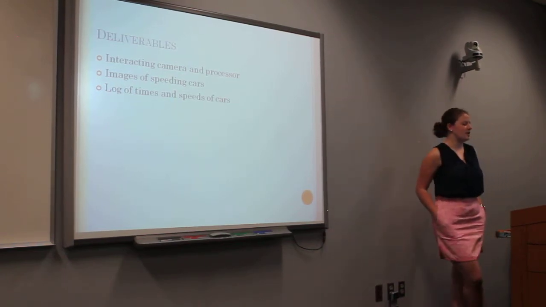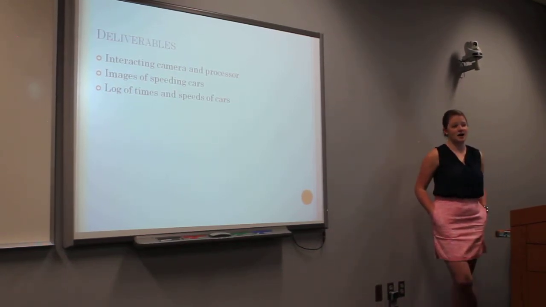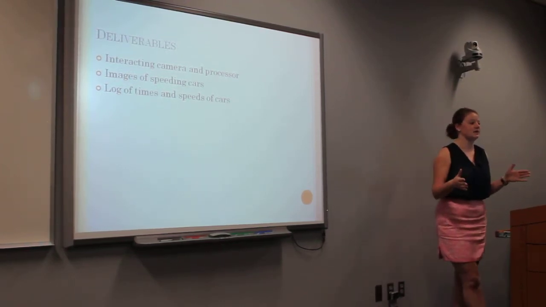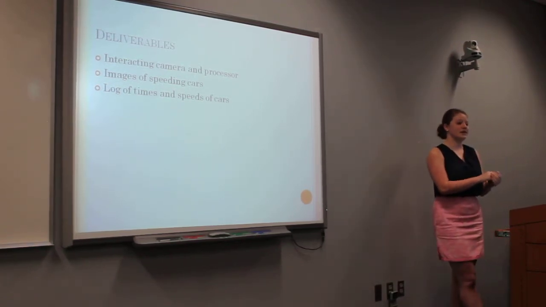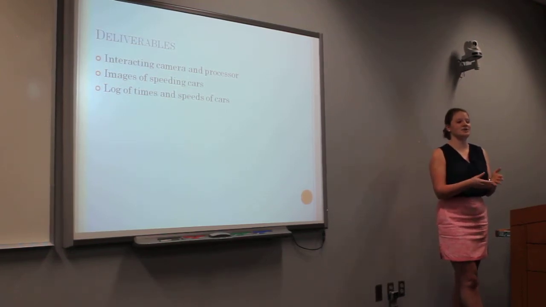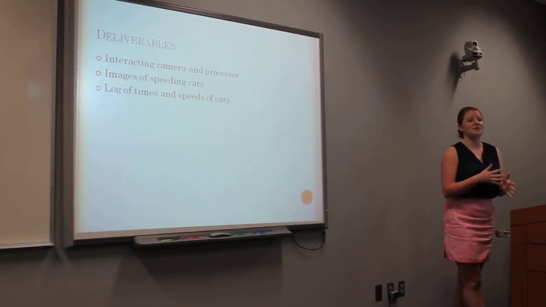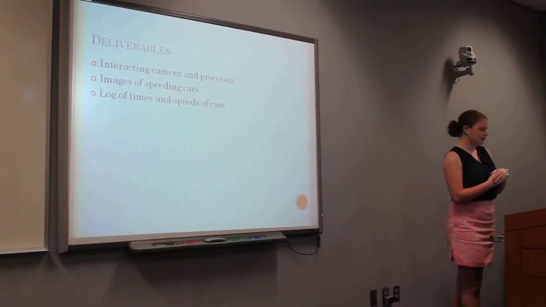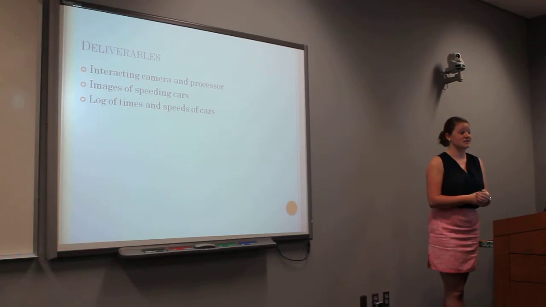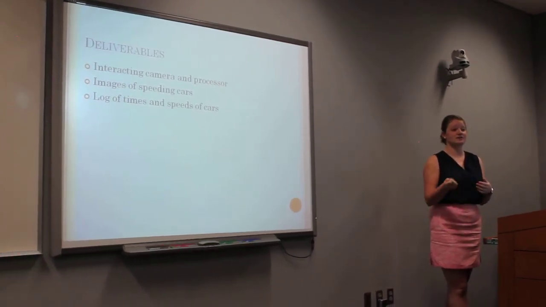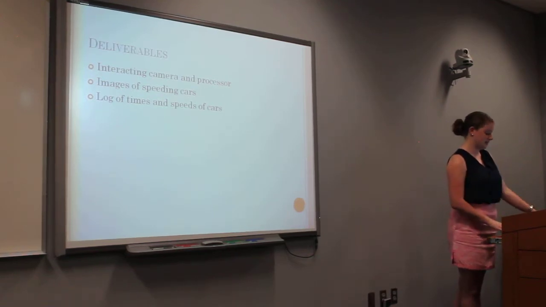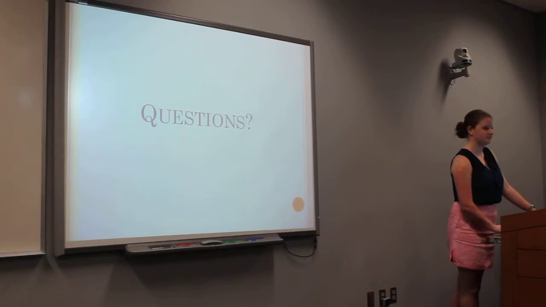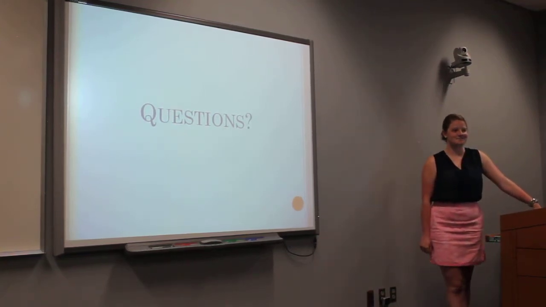So my deliverables for this project will be the interacting camera and Raspberry Pi, which is the processor. The camera can take many frames in a second or a minute, and those snapshots can be sent to the Pi, which will then do the image processing with the Python language. I have never programmed in Python before, but it's pretty user-friendly. And hopefully the images of the speeding cars I can store on the SD card, or it's also flash drive compatible with the USB port, and also my log of times and speed of cars on a daily basis. So do you guys have any questions?